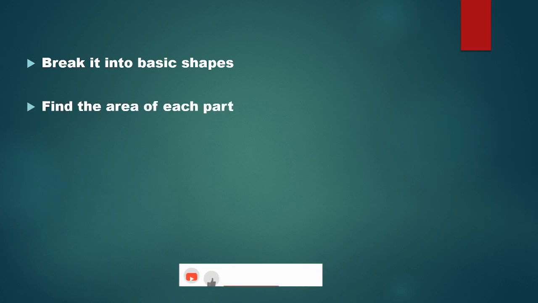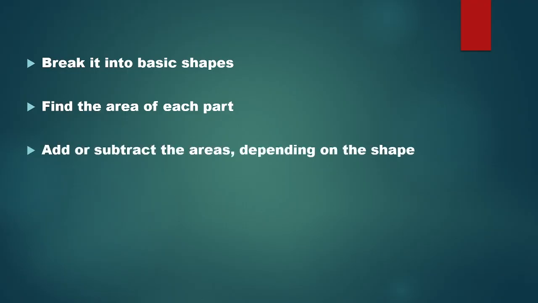To find the area of a compound shape, we simply, one, break it down into basic shapes. That is, you break down the complex shape into shapes that have names, simple shapes. Two, we find the area of each of these shapes individually. Then we add or subtract the areas depending on the shape. So I'm going to show this with some examples.